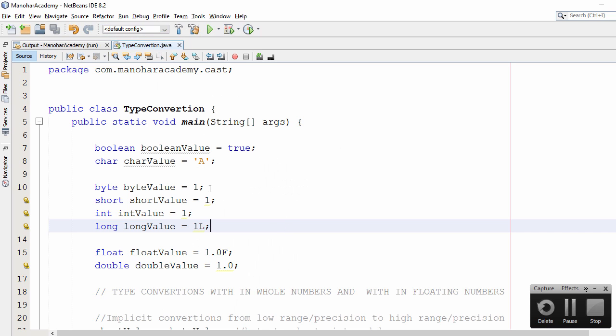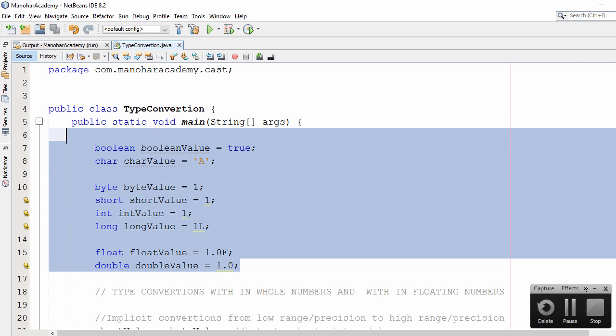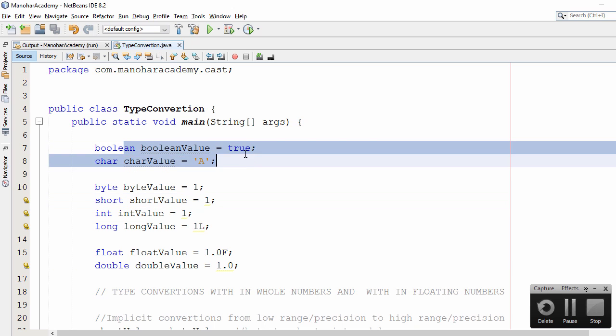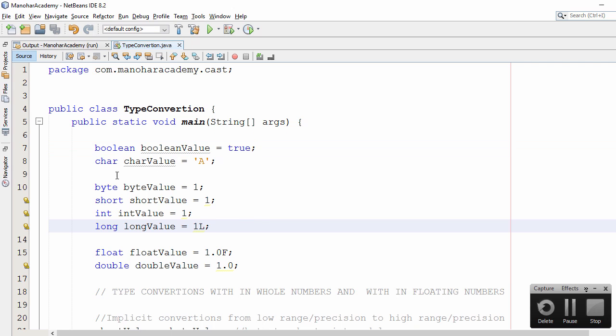Here I have created variables of all the primitive types. Boolean cannot be converted to any other data type. Boolean is Boolean. It has a value of true and false, but it cannot be converted to either char, integer, or floating point. Similarly, characters, we want to treat them as characters, so we don't want to know whether we can convert them to other integer types. So now the conversion is restricted to whole numbers and floating point numbers.